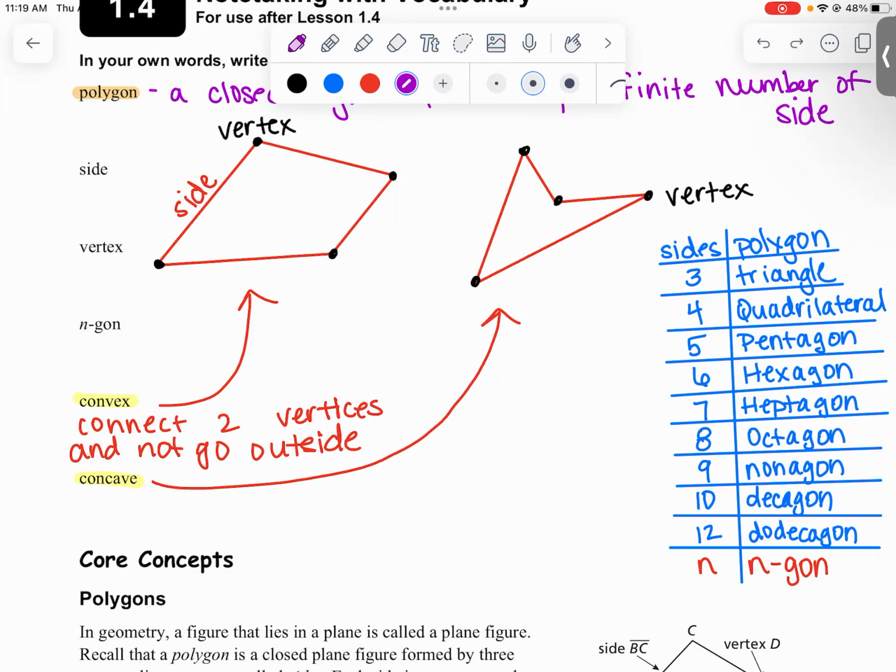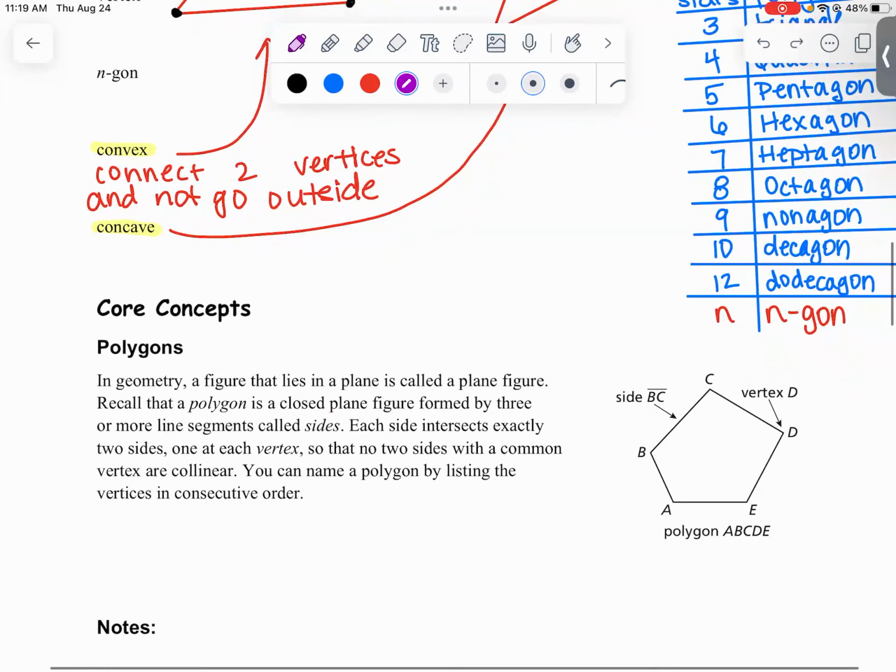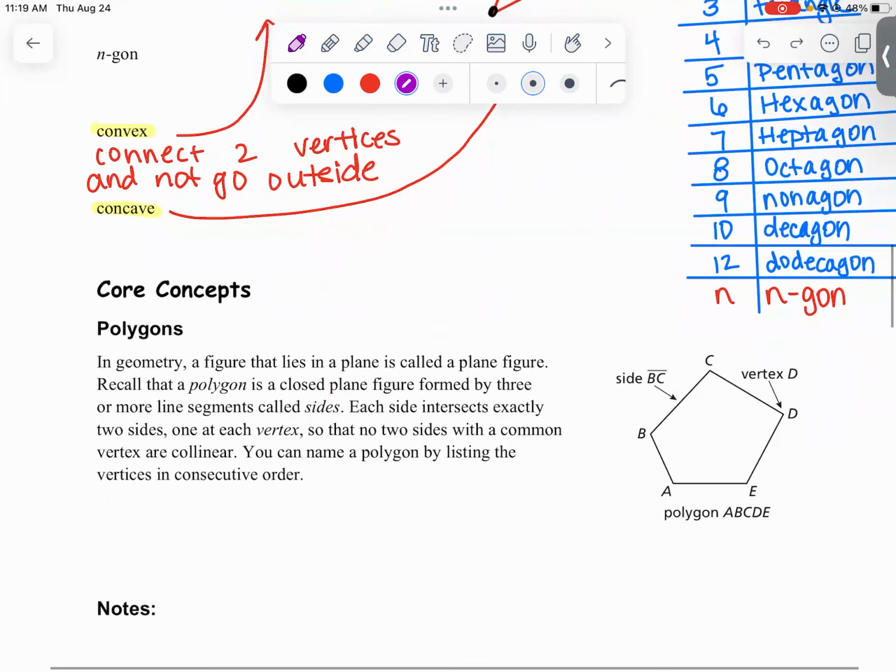Now, when we name our polygons, we are going to do so by listing the letters in consecutive order, okay? So here I have a pentagon, and I'm going to name it A, B, C, D, E, because there are 5 vertex points. Okay, so I go A, B, C, D, E.